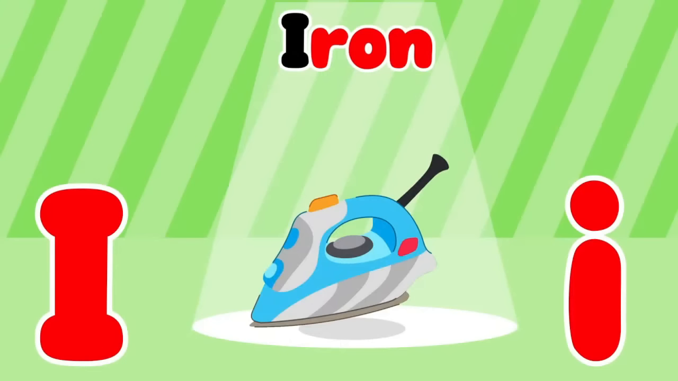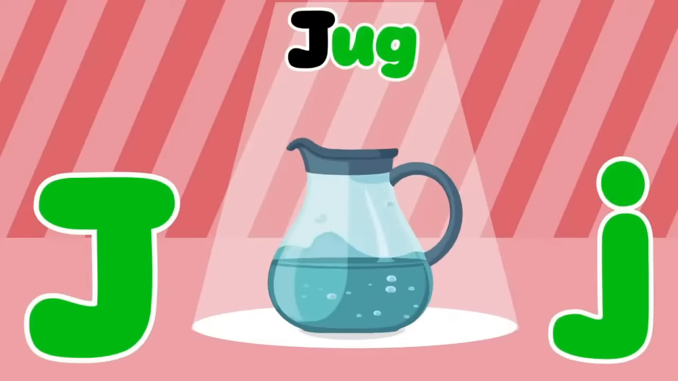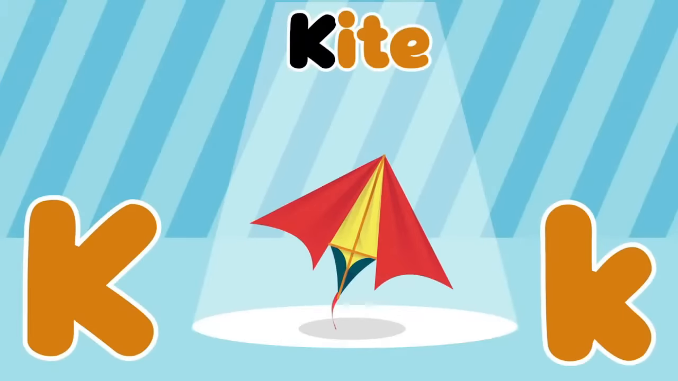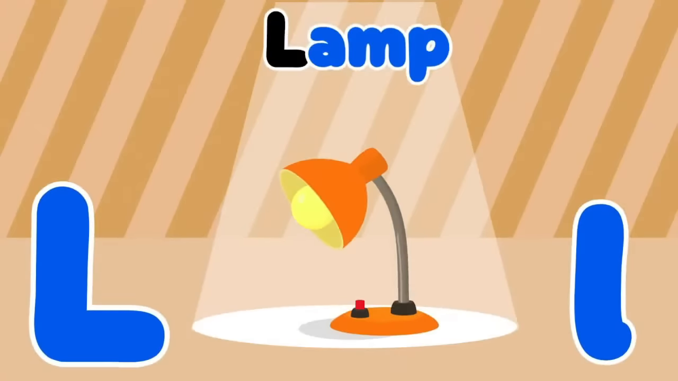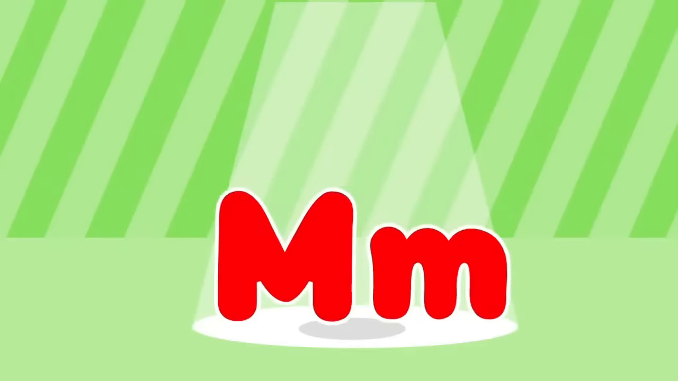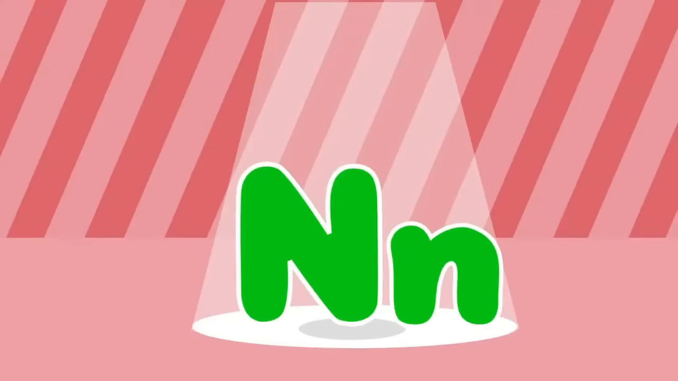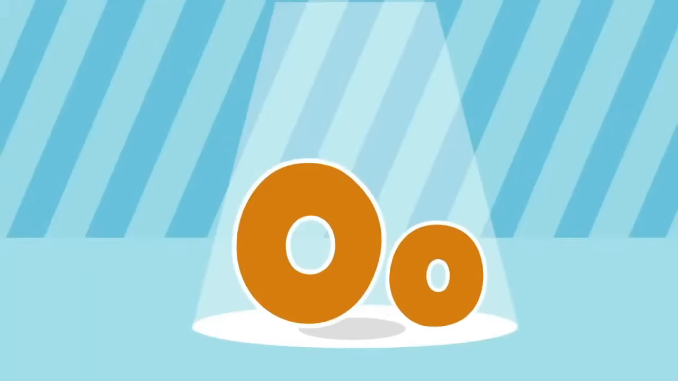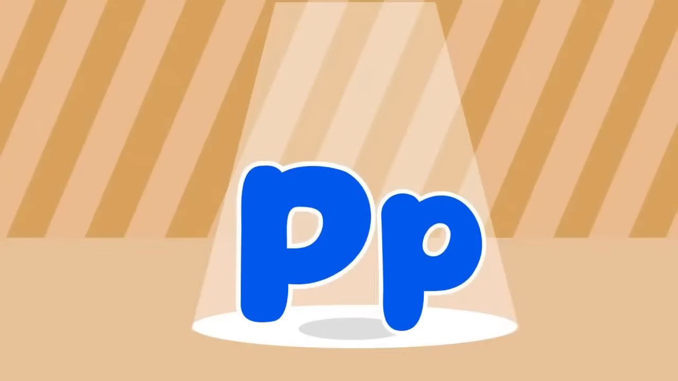I. I for iron. J. J for jug. K. K for kite. L. L for lamp. M. M for mango. N. N for nest. O. O for owl. P. P for parrot.